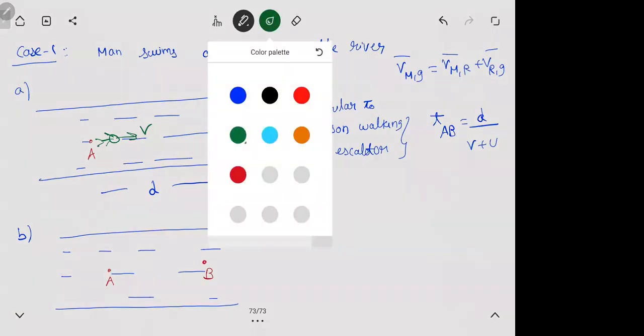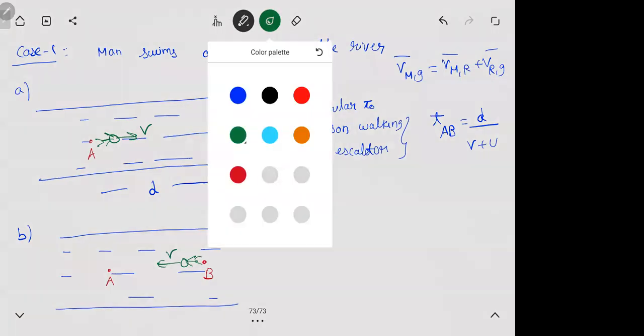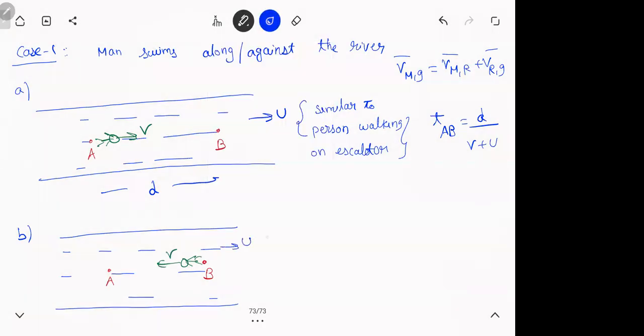So same thing if the man was swimming this way, and the river is flowing this way. So this is like, you're running opposite to the escalator.